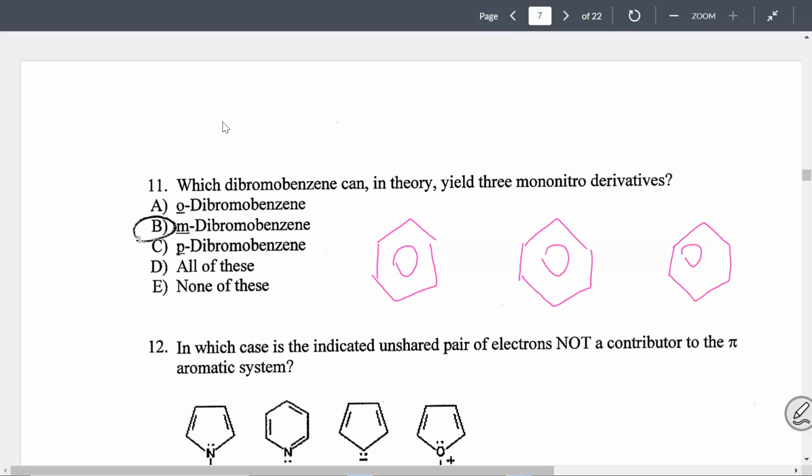No, I'll compare the active. Oh, okay, all right. So three positions, essentially. Dibromo.